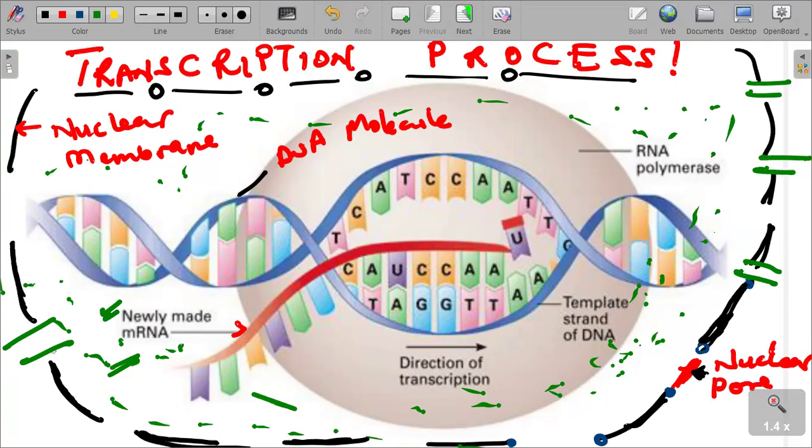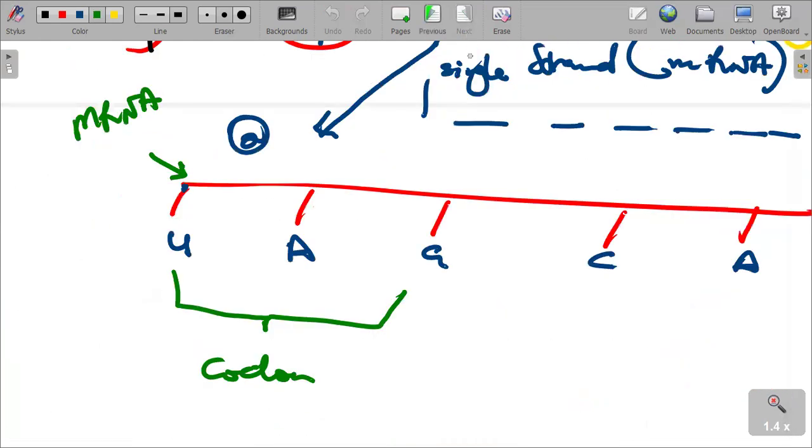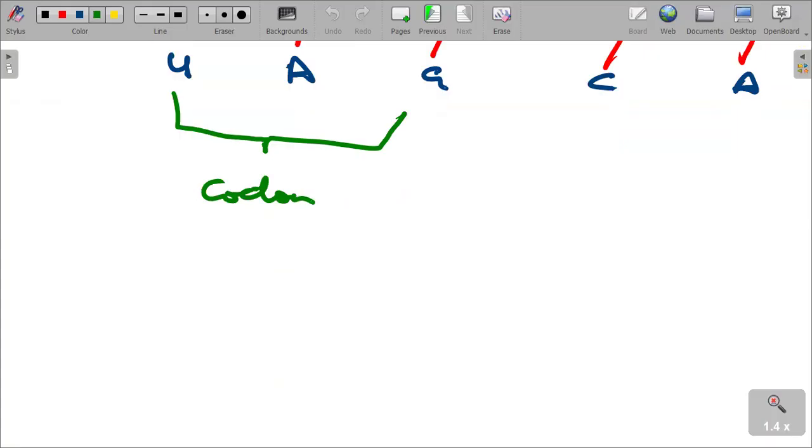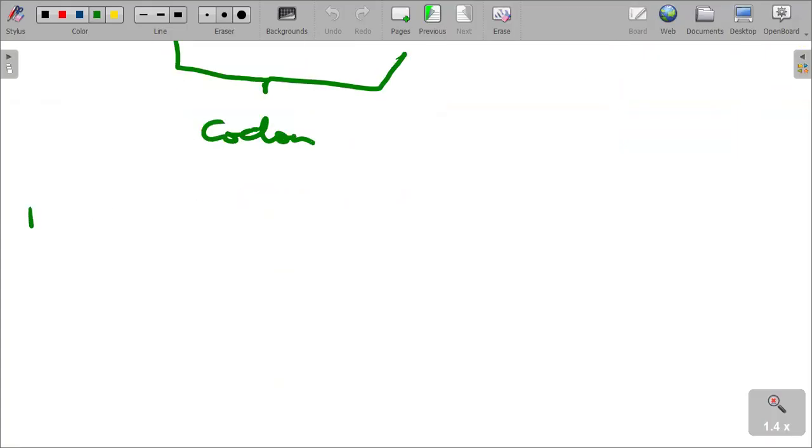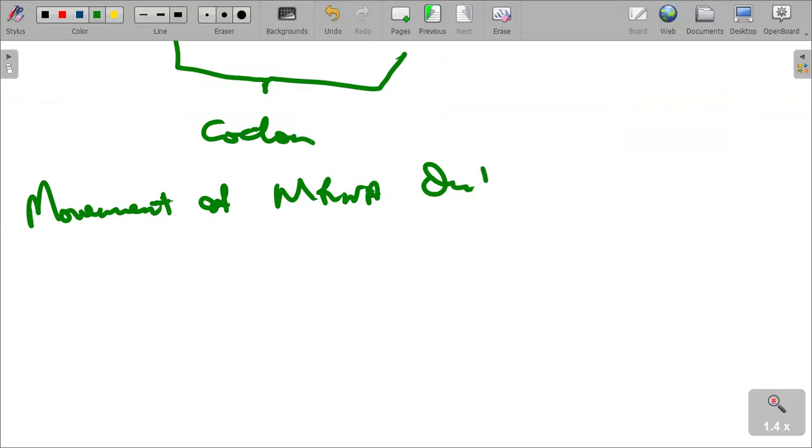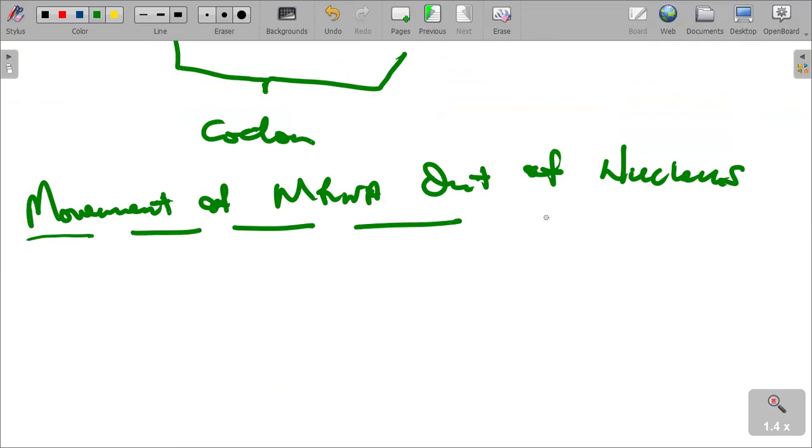So let's look at what happens when it moves out of the nucleus. Movement of mRNA out of the nucleus: it moves through the nuclear pore. Remember, it is formed inside the nucleus, and the DNA we are talking about is found in the nucleus. So after it is formed, it moves out of the nucleus.